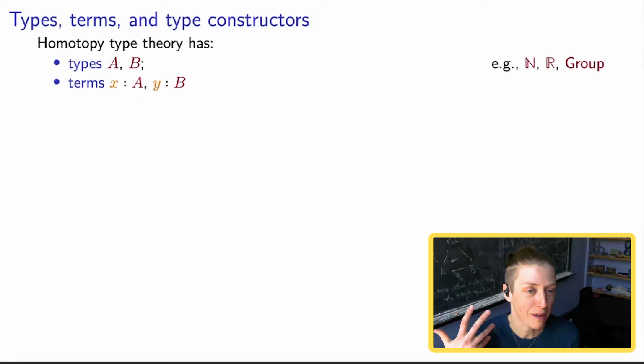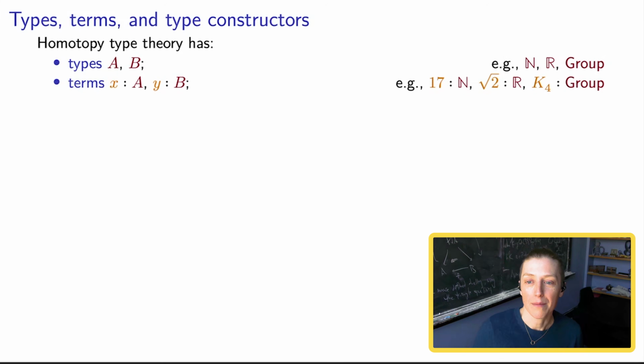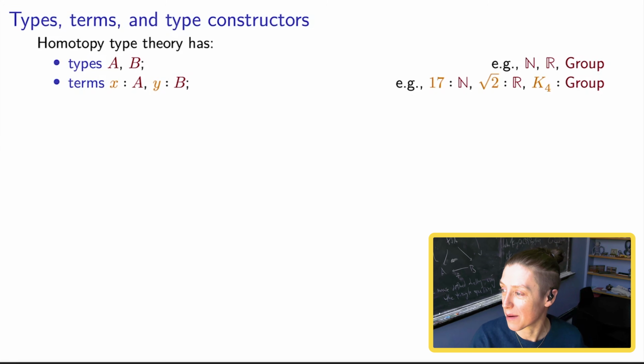Every term belongs to a specific type. This is why this is a useful language to use to communicate with a computer, because it can help the computer stay organized, since the terms belong to a specific type. So for example, 17 is a term of type natural numbers. It's a natural number. There's a different 17 that's a term of the type real numbers. So every term belongs to only one type. Square root of 2 is another real number, of course. The Klein-4 group is a term of type group, an instance of that kind of structure.